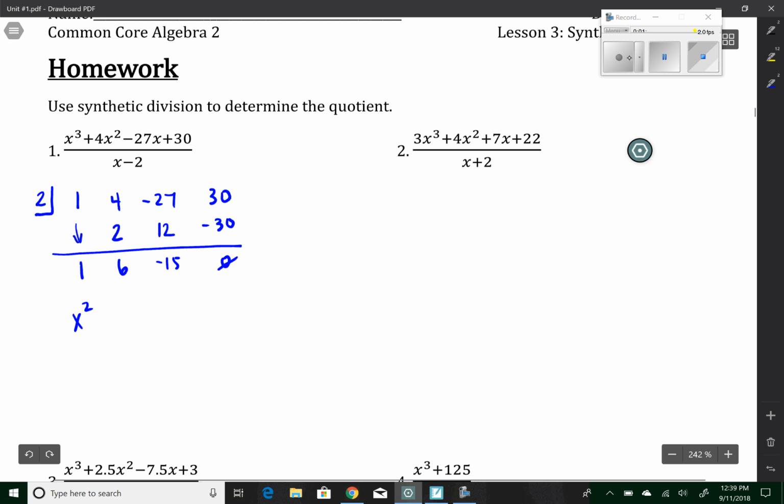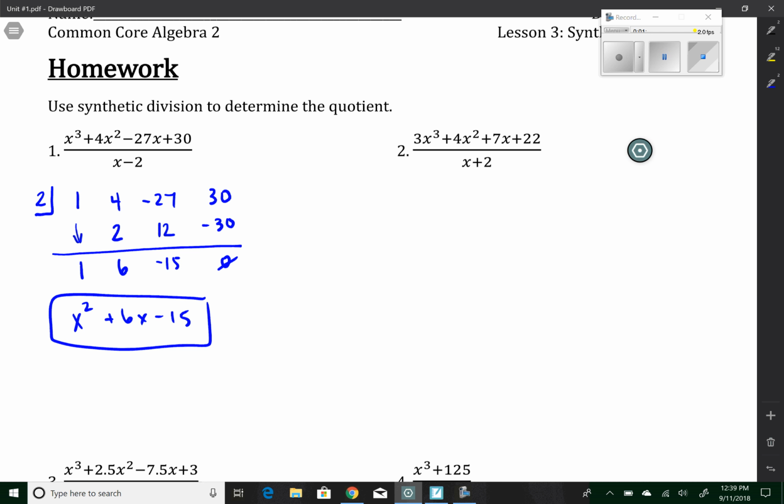X squared is my first term. 6x is my middle term. And my constant is negative 15. How do I know it started with x squared? Because remember, the first term past the remainder is the constant, then the x term, then the x squared term, so you just keep going. All right, let's take a look at number 2.